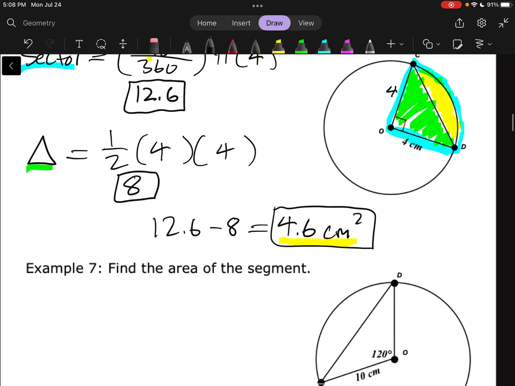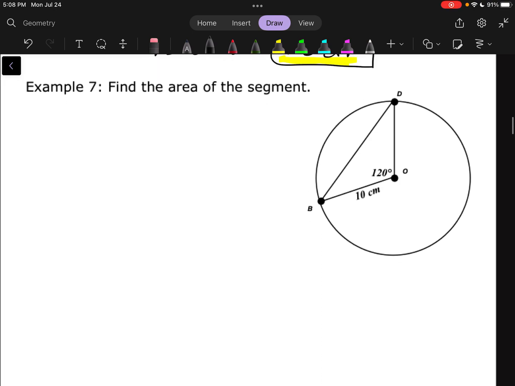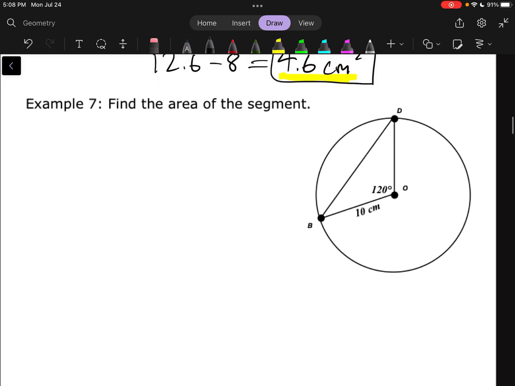Let's try one more of these. It's going to be a little bit trickier this time. Okay, so this time we've got this bad boy. They want us to find the area of the segment. Once again, the segment is this zone of the circle that's cut off by the chord.